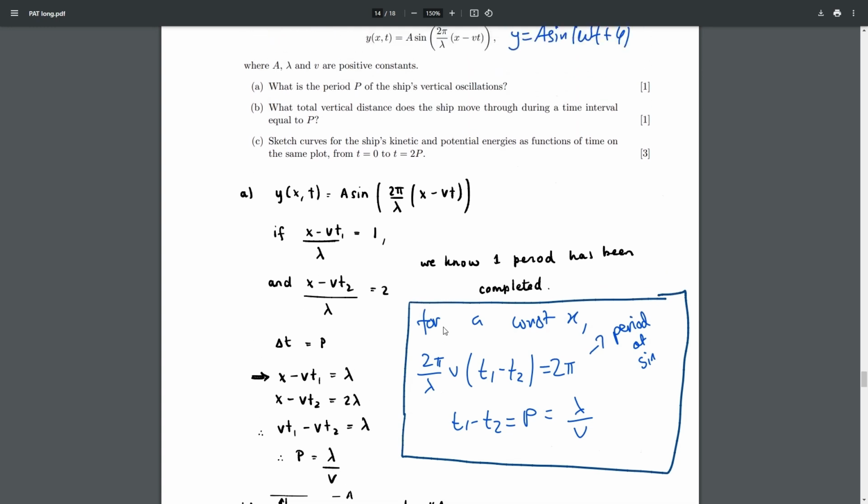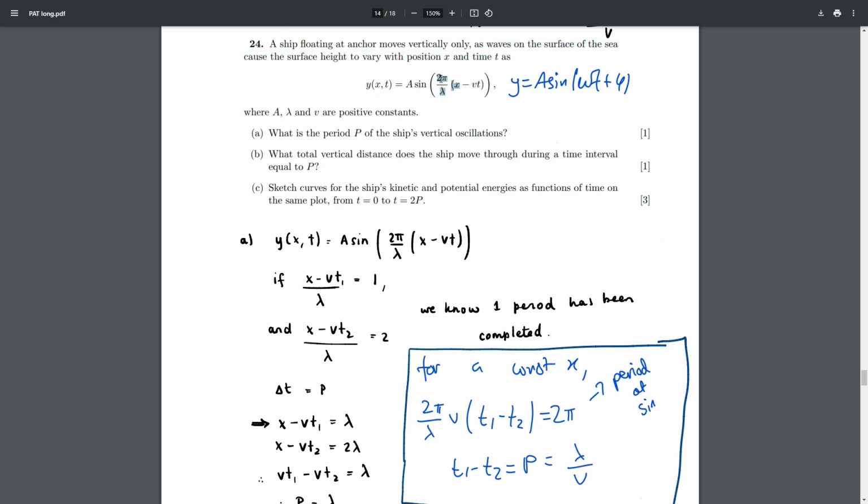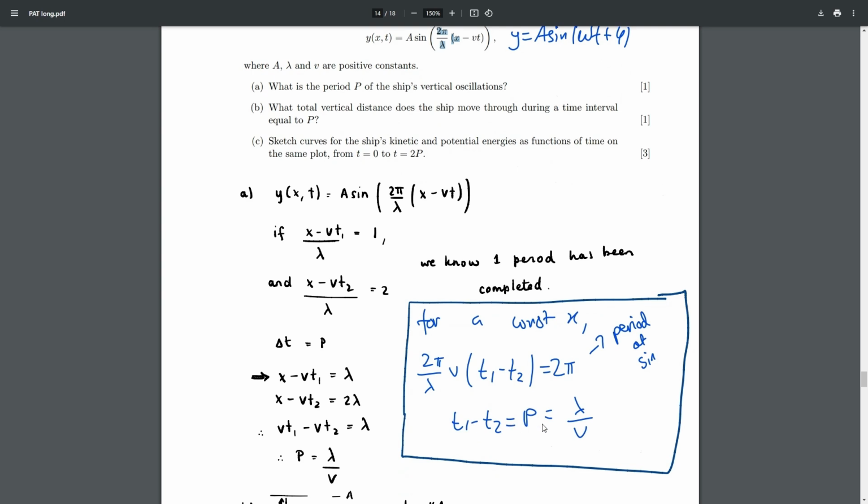And then we can also do this, which is just a shorter method of the same thing really. For a constant x, 2 pi over lambda times v times (t1 minus t2), I've just cancelled the x out straight away because I know it's constant, is 2 pi. So then t1 minus t2 is P, which is lambda over v.